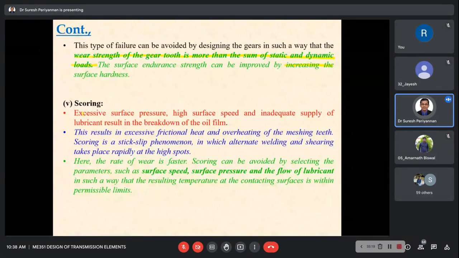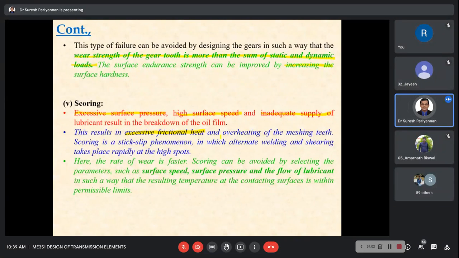Now I come to scoring. Scoring is caused by excessive surface pressure. What are the parameters for creating the scoring? Excessive surface pressure, high surface speed, and inadequate supply of lubricant can result in breakdown of the oil film. That results in excessive frictional heat. When will it happen? If you are not using proper lubrication, proper thickness of lubrication film, or an appropriate type of lubrication, then excessive frictional heat is going to be generated.